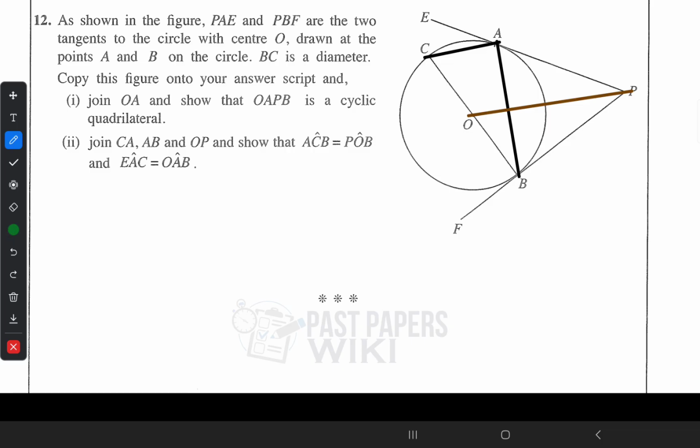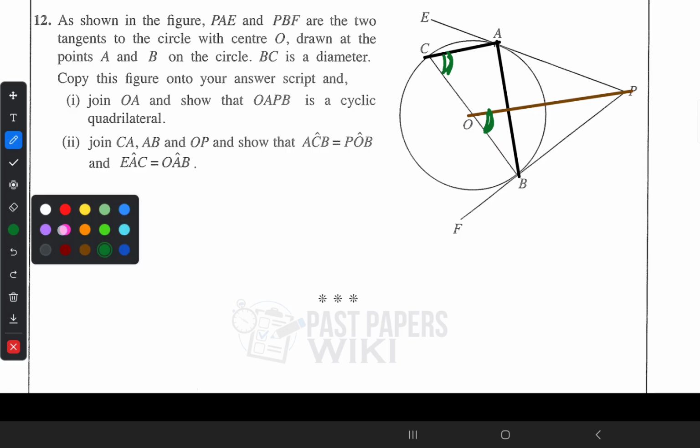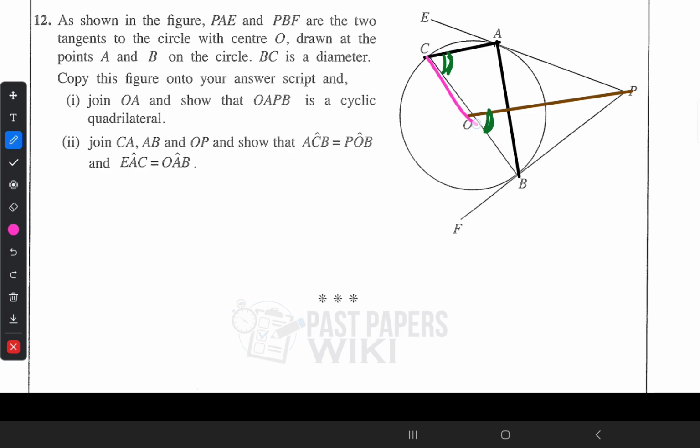Then after, I'll read the question. Show that angle ACB equals angle POB. That's the thing we need to show. We can easily show that, because look at this: these two are equal. Think about the midpoint theorem. By using the midpoint theorem also, you can show that.